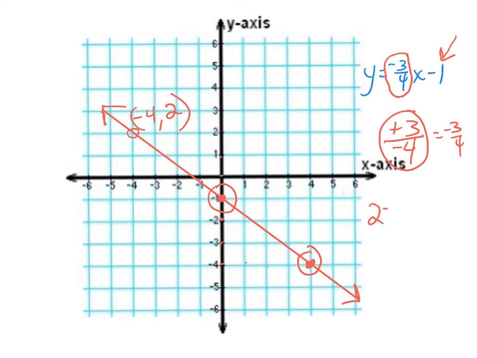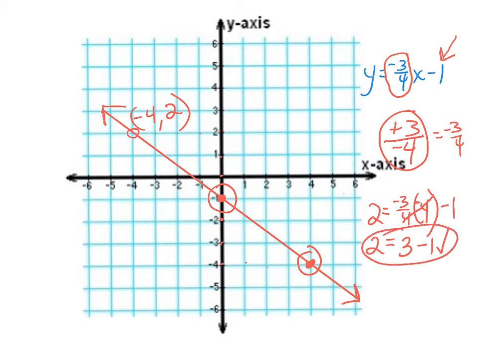So my equation, 2 equals negative 3/4 times negative 4 minus 1. Negative 3/4 times negative 4, it's a negative times a negative, so I'm going to get a positive. I'm going to get a positive 3 because these are going to cancel out, and it's going to be positive 3 minus 1, and 3 minus 1 does equal 2, so it does work.